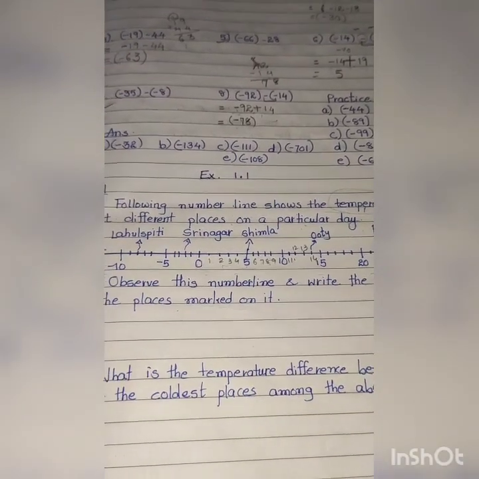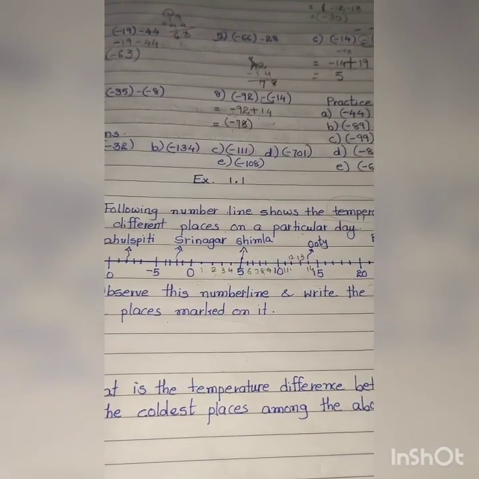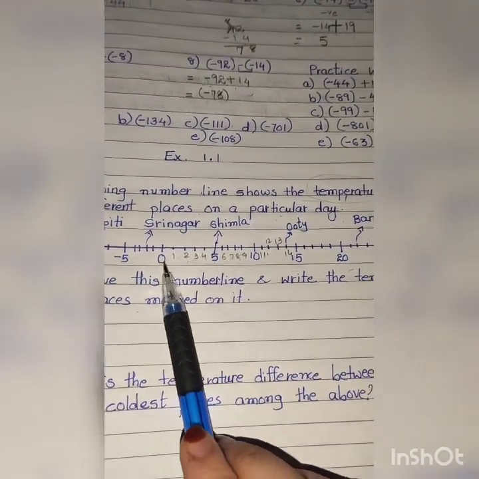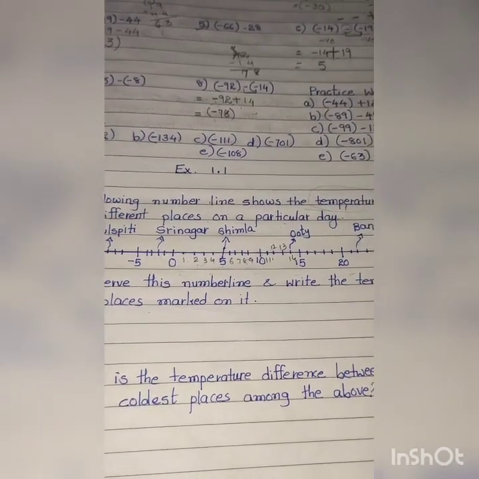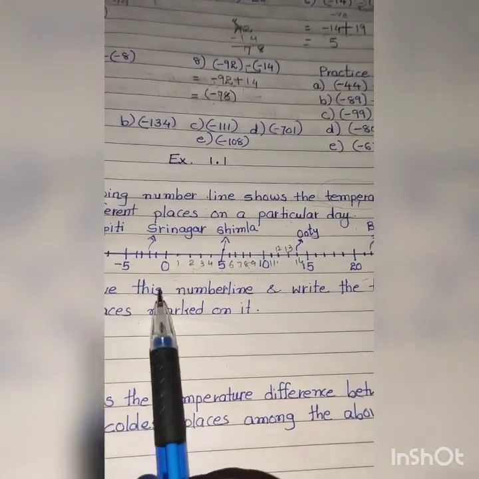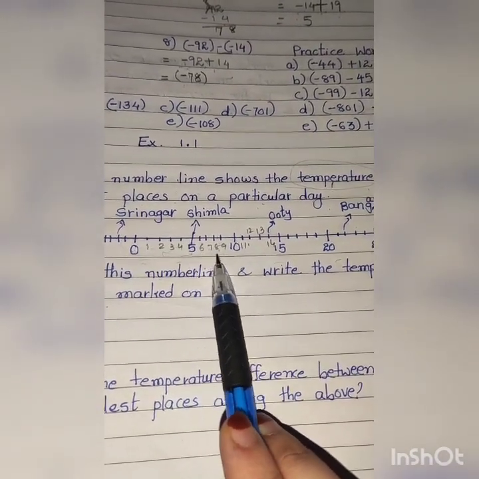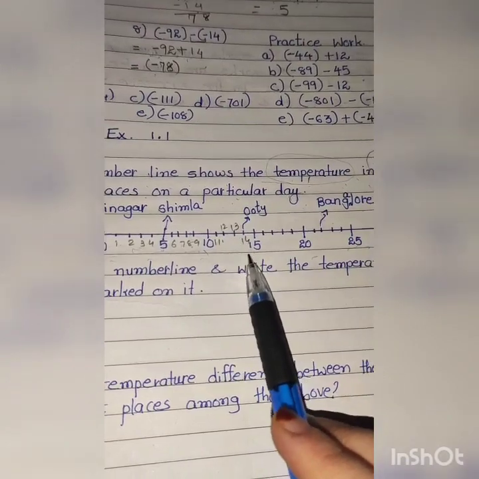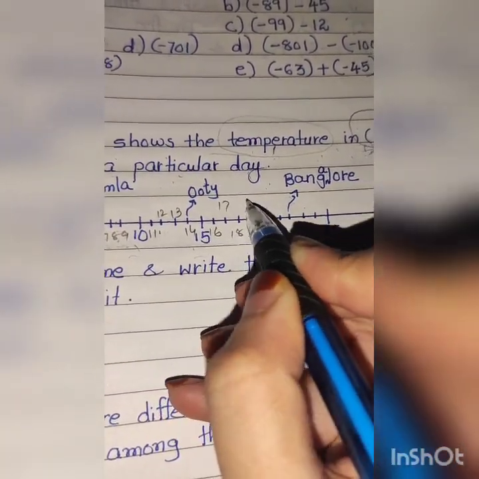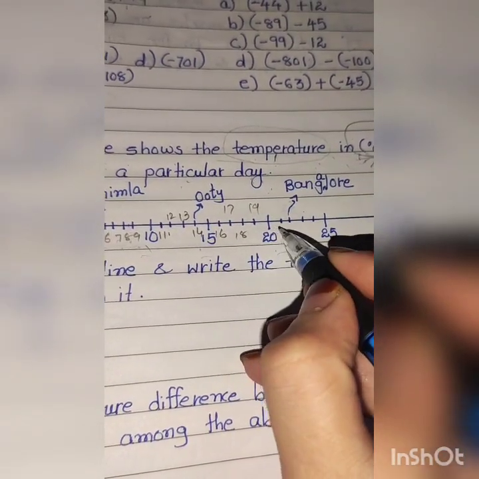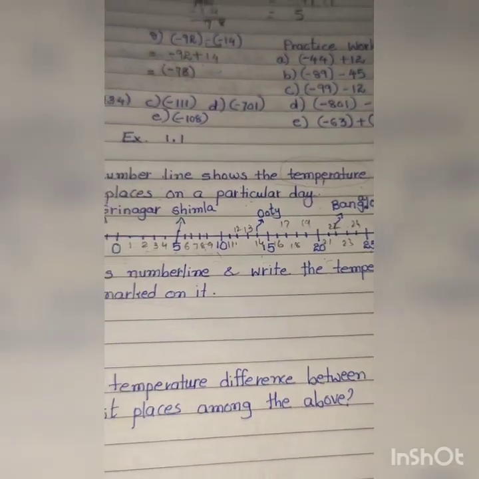So in this question, first of all, we will analyze the number line. Between 0 and 5, how many numbers are there? 1, 2, 3 and 4. So we are going to fill in these numbers: 1, 2, 3, 4, 5, 6, 7, 8, 9, 10, 11, 12, 13, 14, 15, 16, 17, 18, 19, 20, 21, 22, 23, 24, 25.